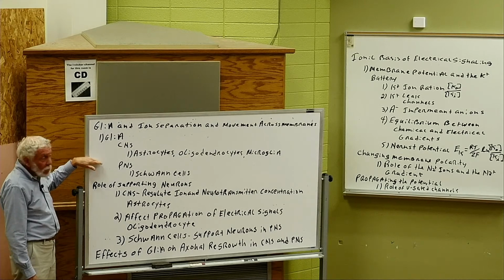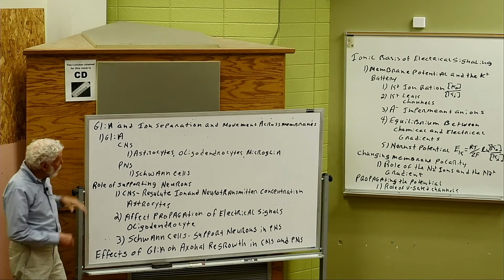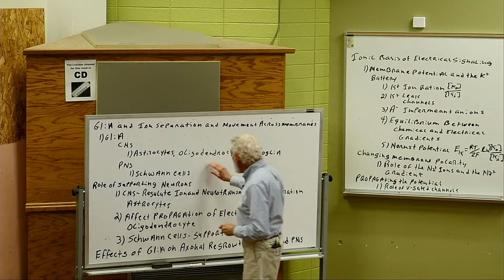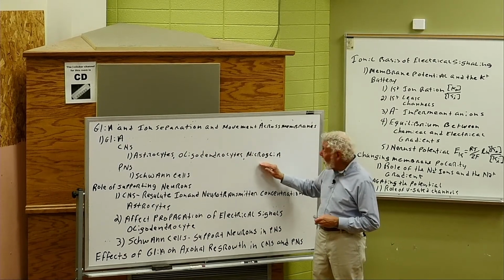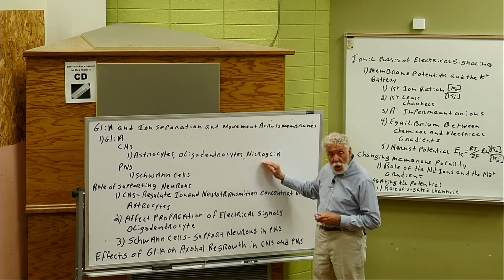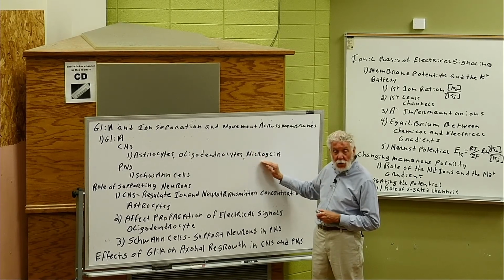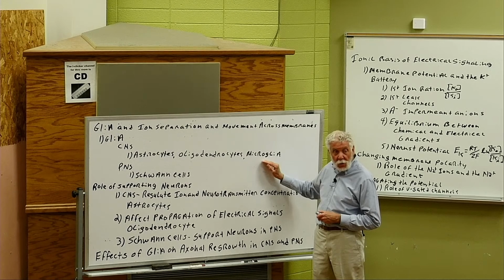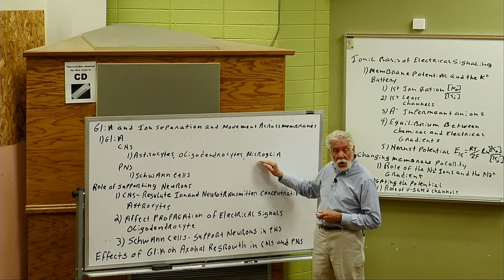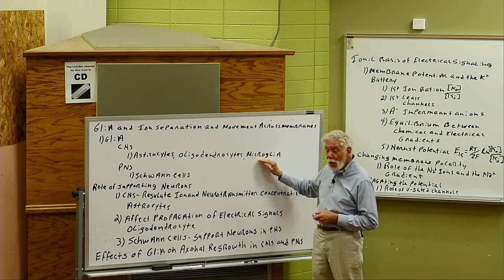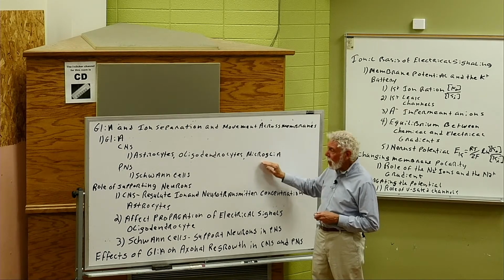We'll give them names. We'll talk about, in the central nervous system, we have astrocytes, oligodendrocytes, and microglia. And I'll put a caveat here. These microglia are not true glia. They're, in fact, macrophages. They're part of the immune system. It wasn't recognized until about 15 years ago that these cells are not part of the central nervous system, but are rather part of the immune system.